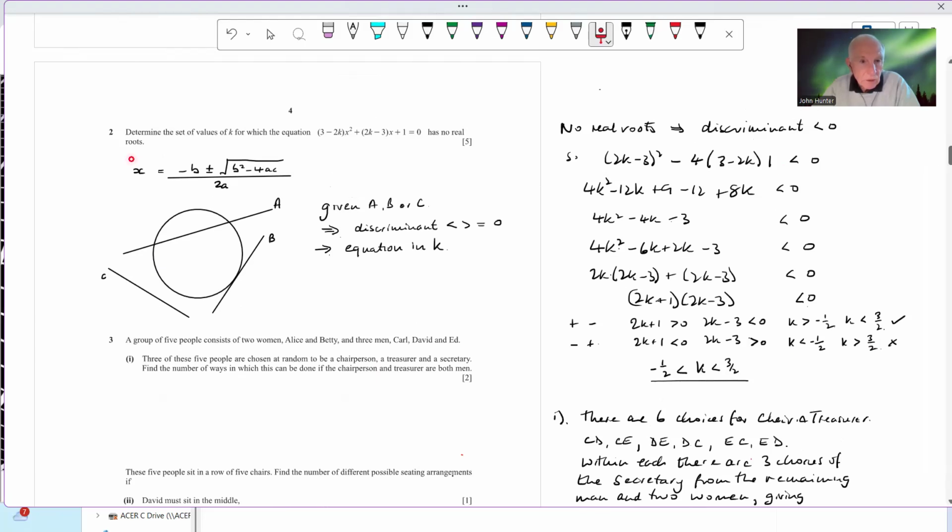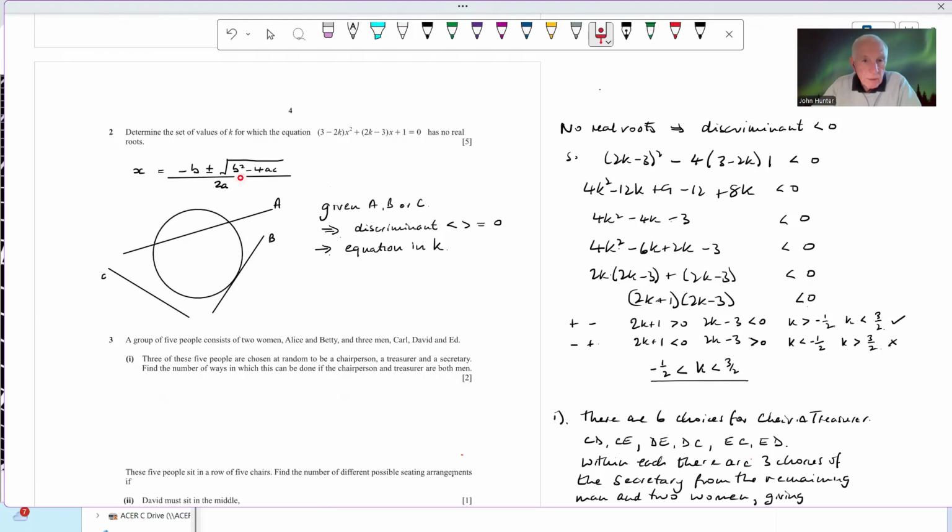Okay, so this question: determine the set of values of k for which the equation has no real roots. This comes about as a result of the quadratic formula, and in particular this bit here, which we call the discriminant. Then we've got three possibilities. If this is a positive number, then we're going to end up with two roots, because we've got a plus and minus there, and we'll get one for each of those.